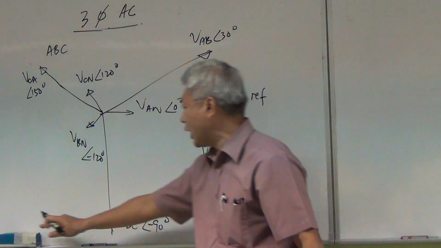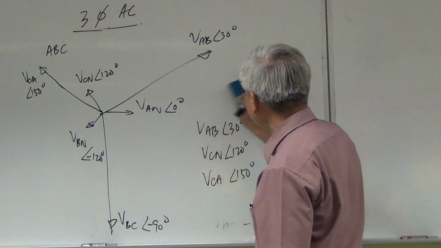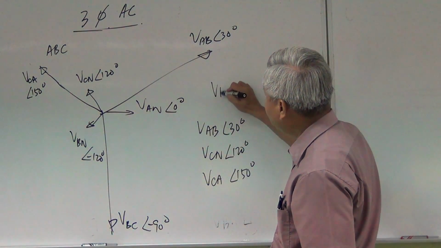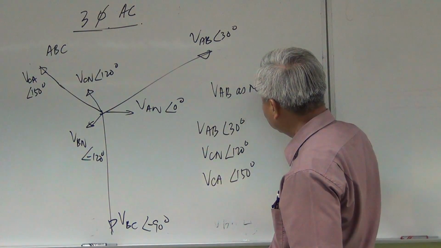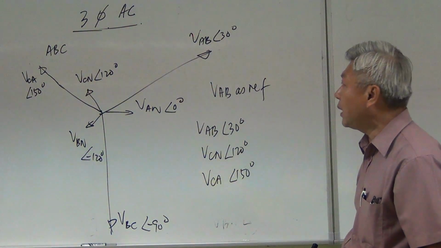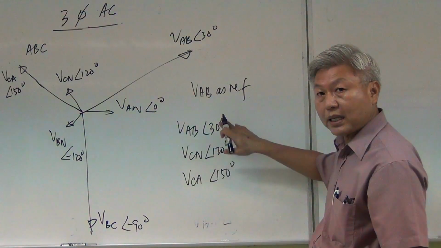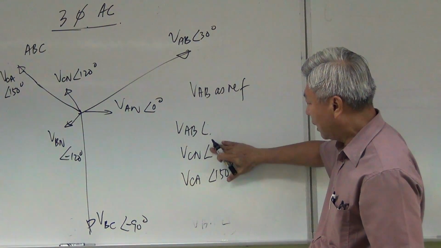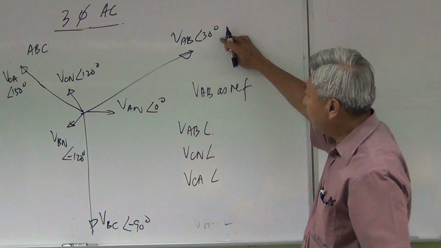So now the question changes. Okay, I don't want VAN as a reference. I want VAB as reference. Right? If I want VAB as reference, what are these angles now? They should be different now. Yeah? How do I make this as a reference?